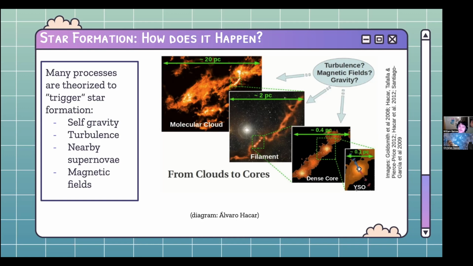Right, so this is what we call a young stellar object when they're in this state. And this can happen fairly rapidly when we think about, I guess, timelines within the universe. So this whole process can happen in 10 or so million years, right? Whereas the solar system has been around for billions of years.